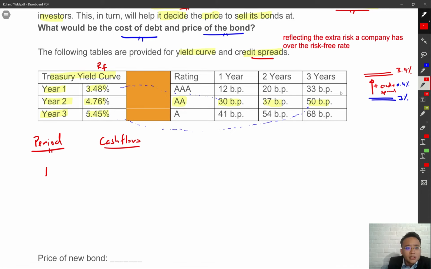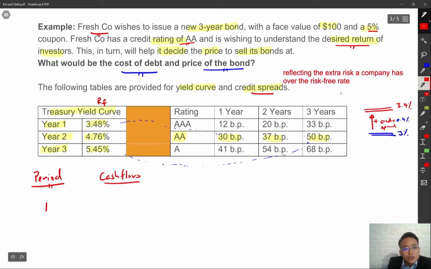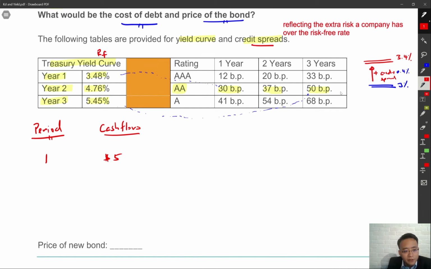Period 1, this bond is a 5% coupon bond. So the coupon will be $5, which is 5% times $100 face value, right? So, in period 1, I will get $5. Period 2, I will get $5 again. Period 3, I will get 105, which is 100 plus 5. Now, these are my cash flows.